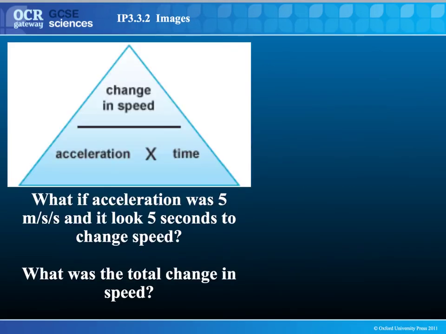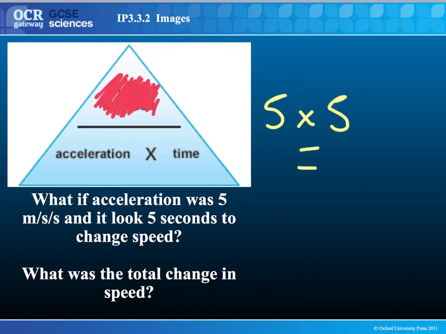Like any equation, you can rearrange it and use it in any form you want. So if you knew that a car could accelerate at 5 meters per second squared, and it accelerated for 5 seconds, you could work out how much its speed changed. Using the thumb method, you cover the change of speed, which leaves you with the equation that you want. Acceleration was 5 meters per second squared, and it took 5 seconds. So that would give you a change in speed of 25 meters per second. You'd have to add that to whatever the original speed was.